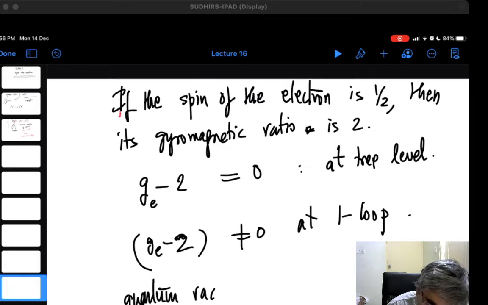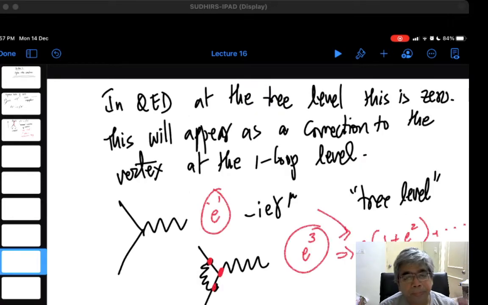So one has to compute things like the diagrams which I showed you. Actually, these kind of diagrams are typically complicated. I'll come to it in a second why they are complicated.